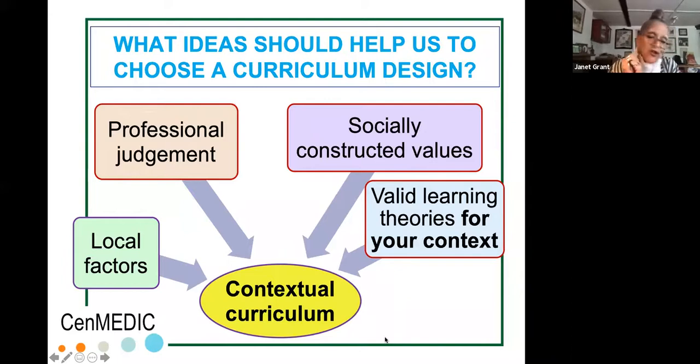So ideas that should help you in your curriculum design: local factors, all the things we've talked about. Your professional judgment about what makes a good doctor, where you are, how those people learn to be good doctors. Try to think independently. Think as a professional. If you still talk like a doctor when you're talking about curriculum, you have succeeded. If you talk like some educational type, you have not.